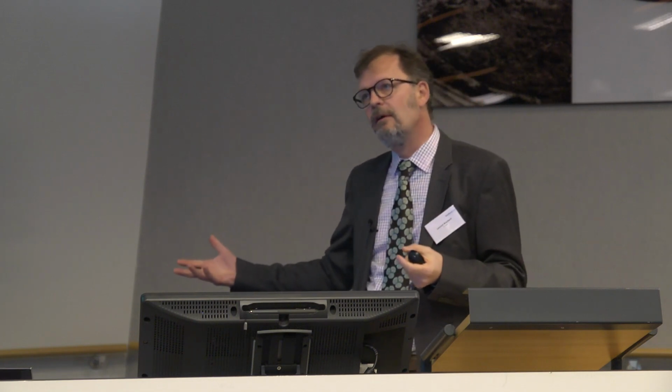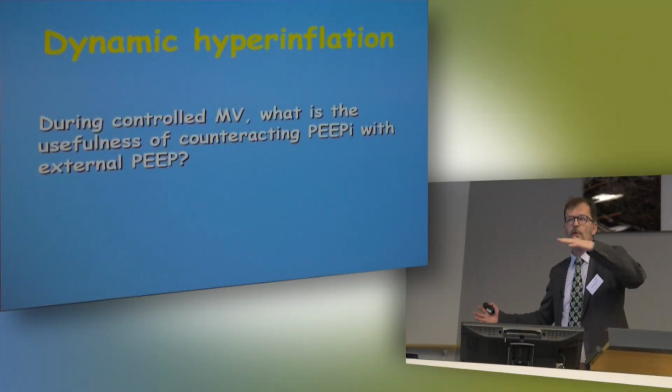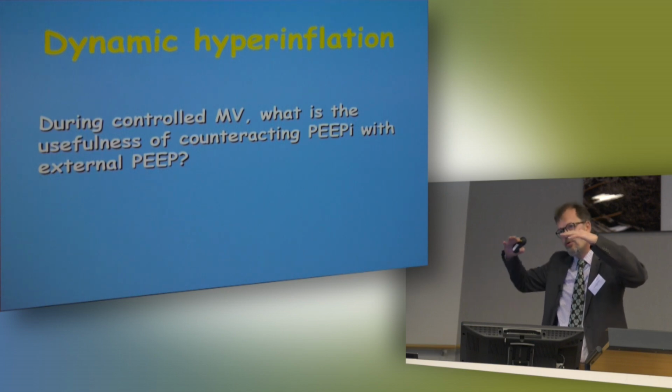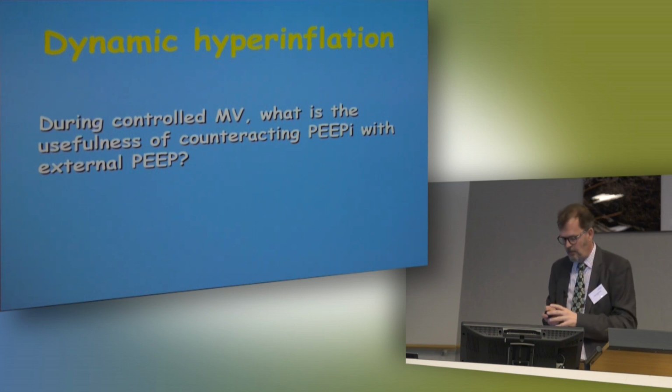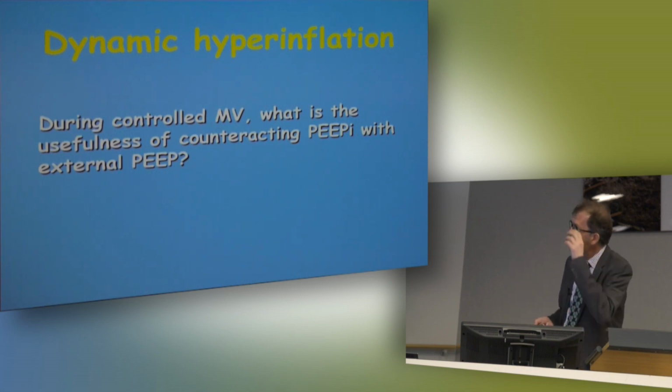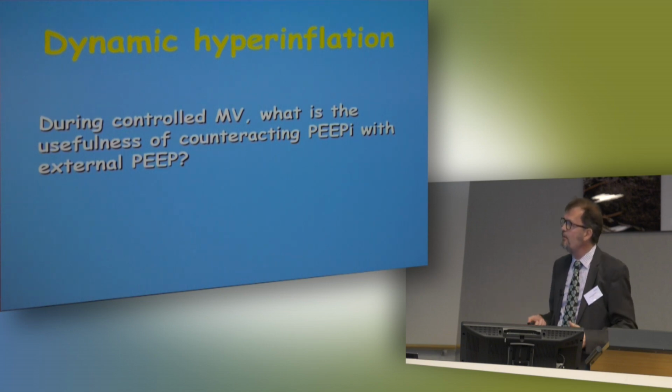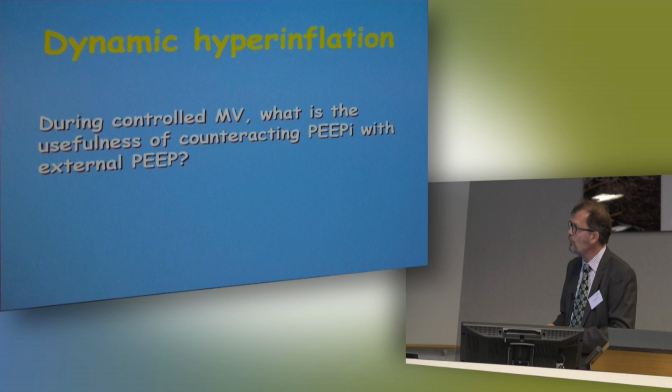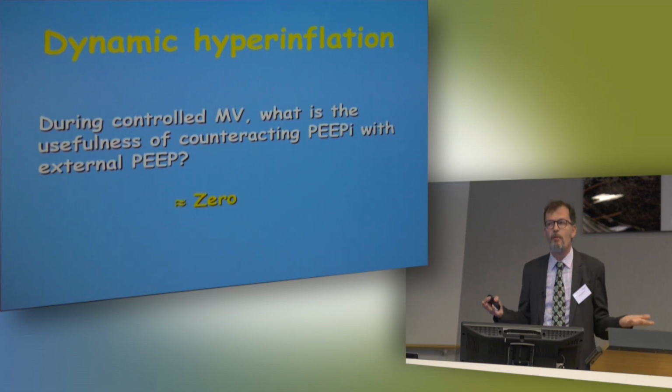And this is very important to remember, because there is a major issue of confusion in the mind of many clinicians who think that putting external PEEP is good to decrease dynamic hyperinflation. And as you have seen, during controlled mechanical ventilation, whatever the level of external PEEP, until it's close to the internal value, does not change anything to dynamic hyperinflation. So if you ask me whether there is a benefit at using external PEEP when you have intrinsic PEEP in patients under controlled ventilation, I would say there is zero benefit.